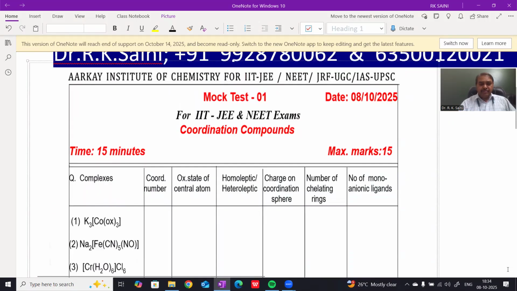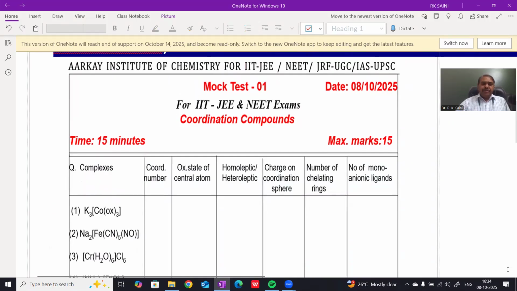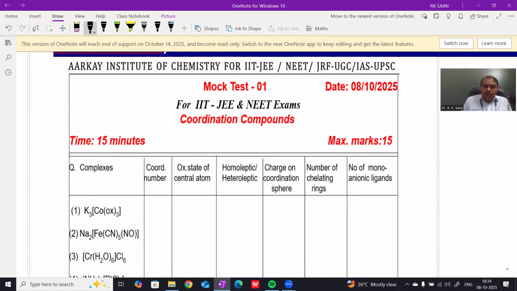Question first. These are simple questions taken from coordination number, oxidation state, and general terms of coordination compounds, like which one is homoleptic, which one is heteroleptic, charge on the coordination sphere, etc. Question number first: K3[Co(oxalate)3], coordination number.